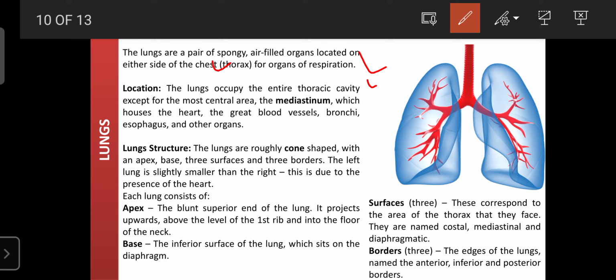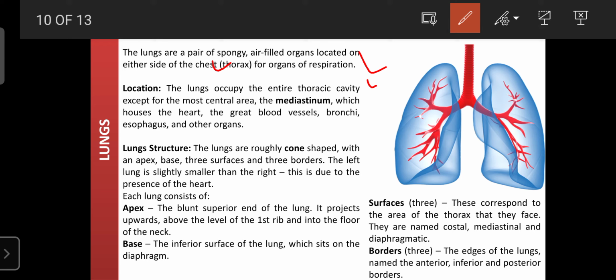Regarding lung structure, the lungs are roughly cone shaped, having an apex, a base, three surfaces and three borders. The left lung is slightly smaller than the right. Because of the presence of the heart on the left side, the left lung is smaller compared to the right lung.